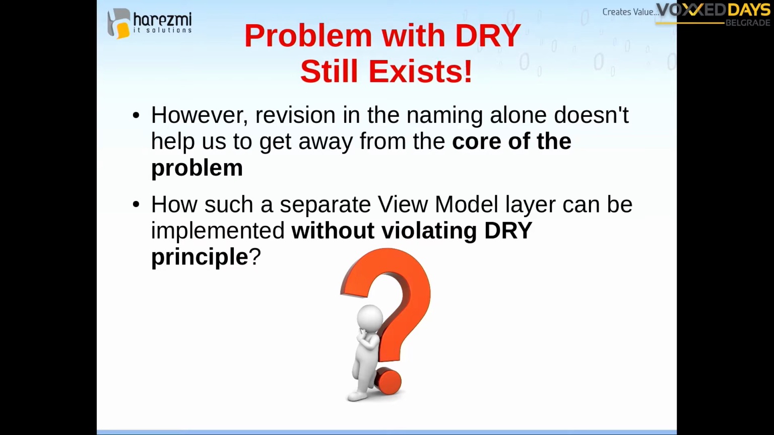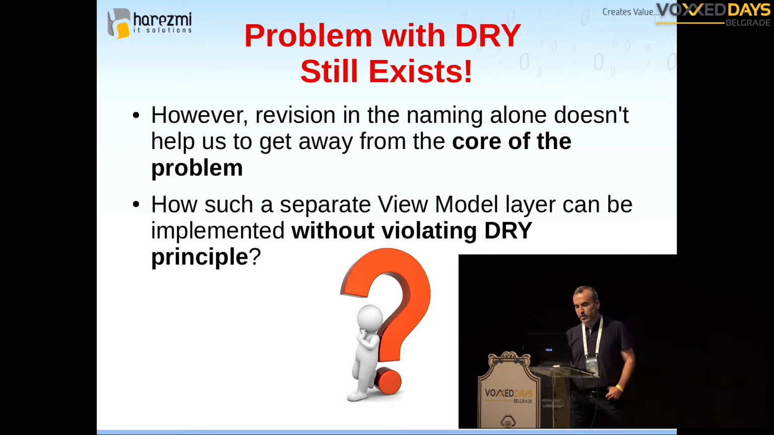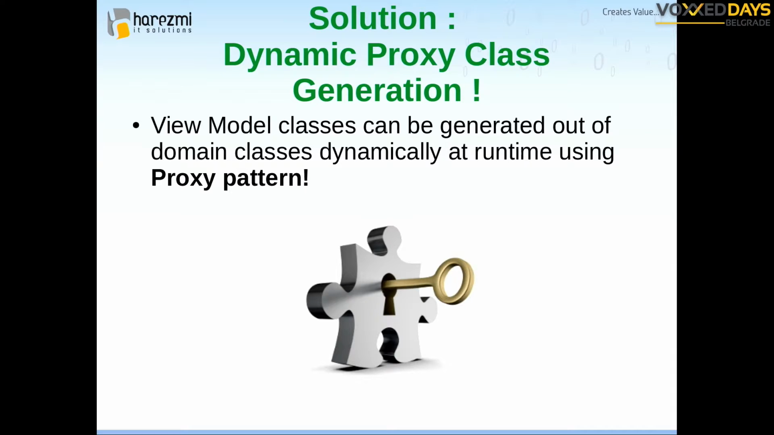However, violation of DRY principle still exists by just renaming the name. We are not able to get rid of violation of DRY principle. Here, we employ a unique solution based on dynamic proxy class generation. Instead of coding DTO classes manually, we generate them out of existing domain classes dynamically at runtime using proxy pattern.